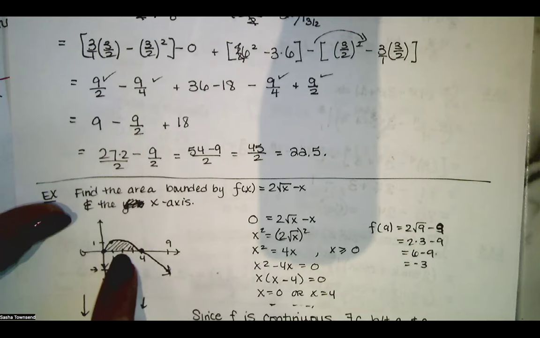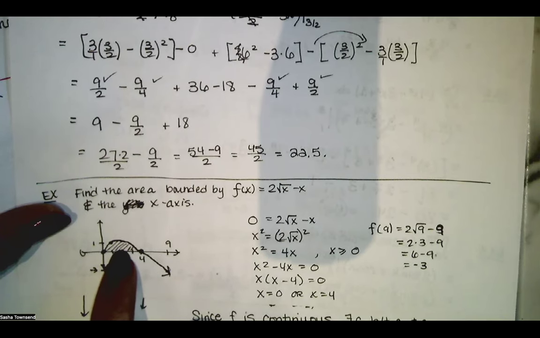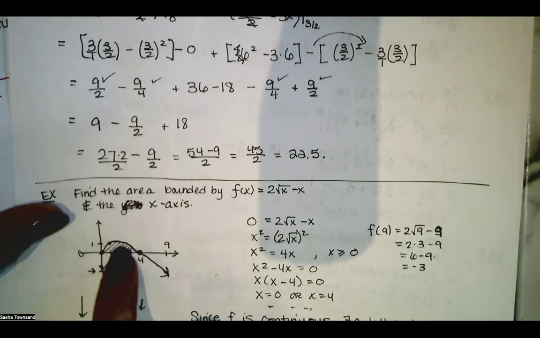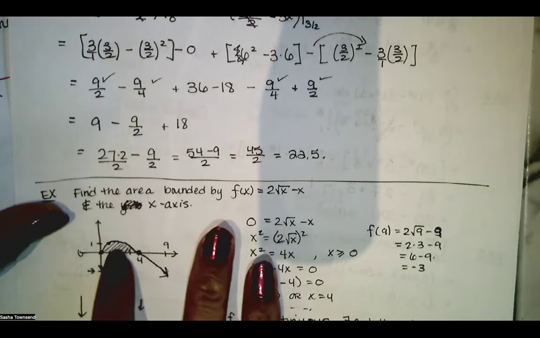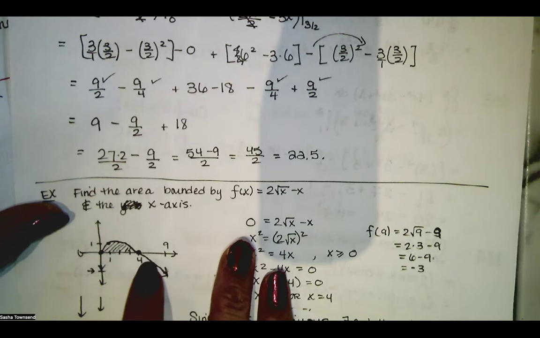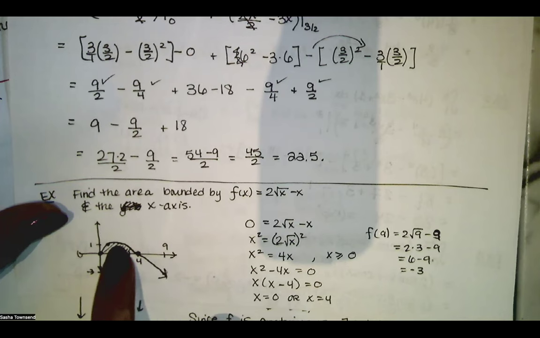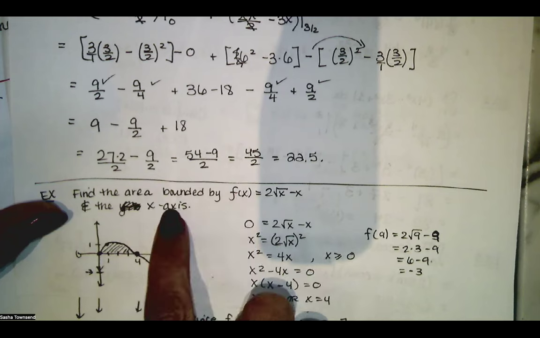If the function's above the x-axis on the interval, it's the area between the function and the x-axis. If the function is above the x-axis for part of the interval and below it for the other parts, it's this area above minus the area below. So if we were asked to integrate from 0 to, say, 9, we'd have this area minus this area. But this time we were asked for the area bounded by the function and the x-axis.